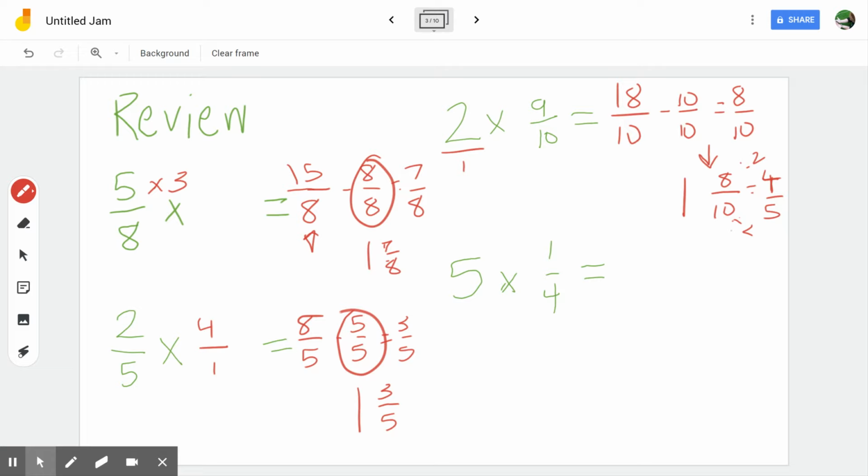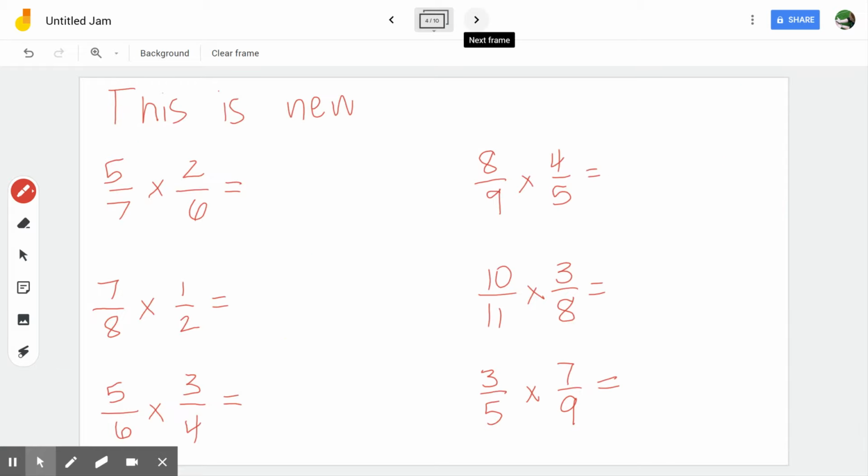Let's try 5 times 1/4. So 5 times 1 is 5. 1 times 4 is 4. We need to subtract a whole because we have an improper fraction and we have 4/4. 5 minus 4 is 1, and our denominator stays 4, so we have 1 and 1/4. All right, hopefully that was review. Again, if you have any questions, I am always available 11 o'clock until 1 o'clock. Email me, text me, call me, video chat with me. I will help you out.